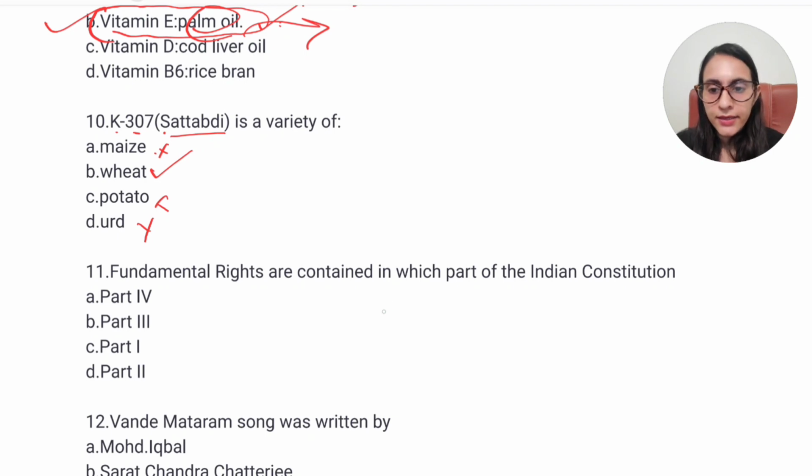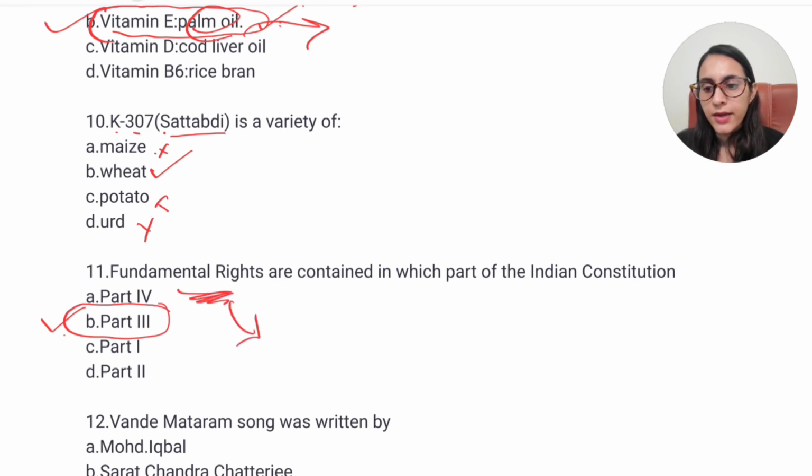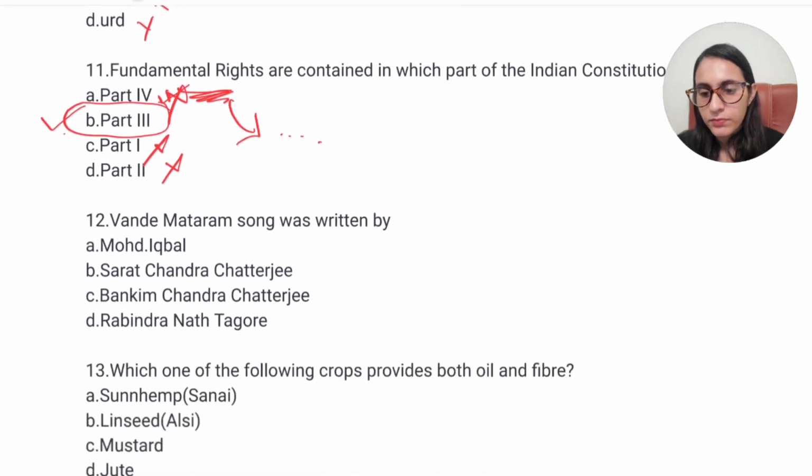Fundamental rights are contained in which part of the Indian Constitution? So they are contained in part 3 of the Indian Constitution, and these rights are considered most fundamental because they ensure the protection of the individual, the person, liberty and the freedom. So part 4 deals with the directive principles of the state policy, not fundamental rights. Part 1 contains union and its territories, and part 2 covers the citizenship of India.